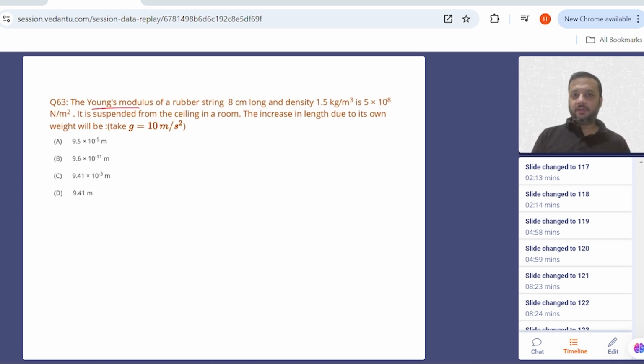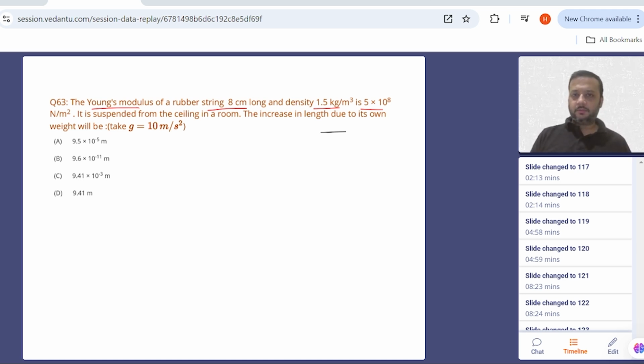The Young's modulus of a rubber string is given, the length is 8 centimeter and the density is 1.5 kg per meter cube. It is suspended from a ceiling in a room. So we have to find the increase in length of the rubber band due to its own weight.